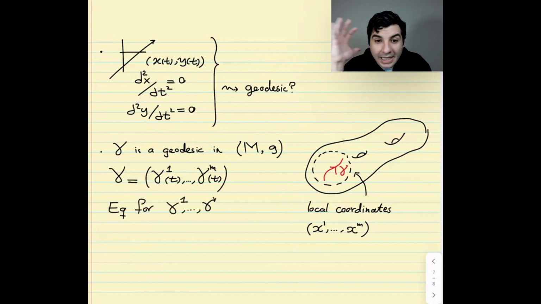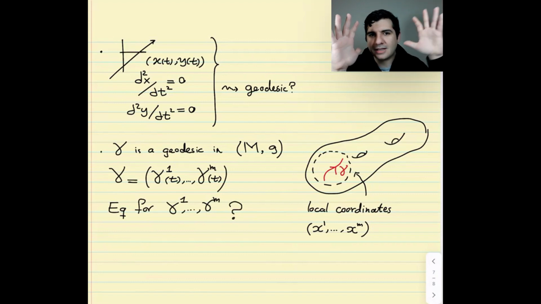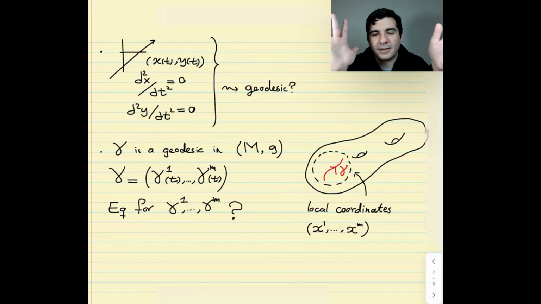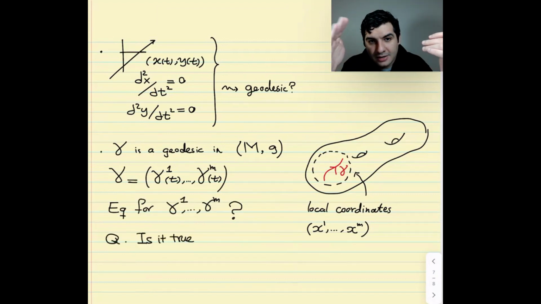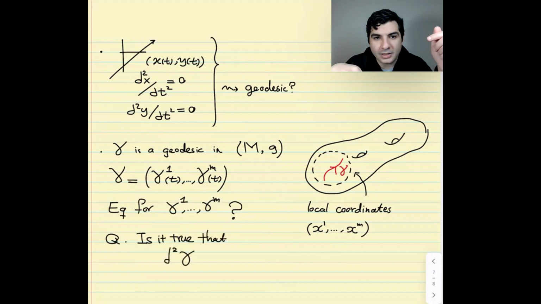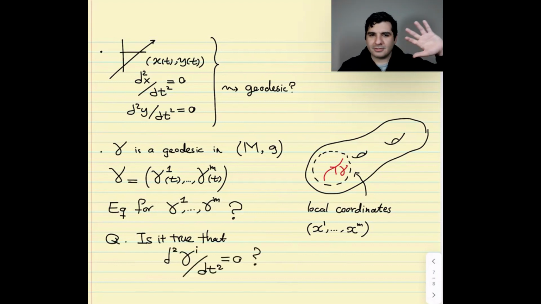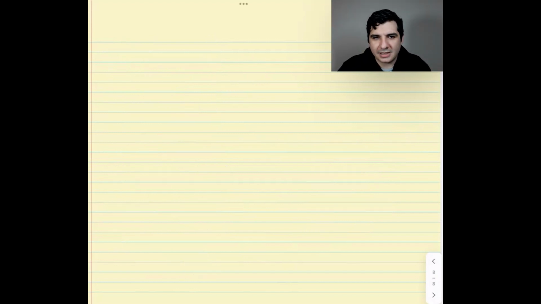So if we want to just naively guess, one might say, if I want to copy the equation for straight lines and say maybe they are correct for any geodesic, one naive guess might be that the second derivative of gamma i with respect to t, so d squared gamma i over dt squared, should be 0. That would be a naive guess. It's just naively generalizing the equations for straight lines to geodesics. Is that correct? The answer is no, not exactly. This is not the exactly correct equation.